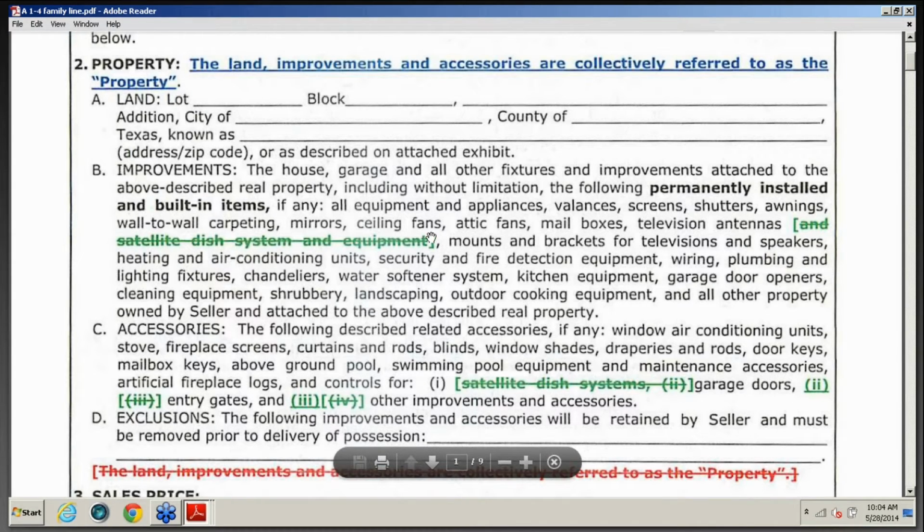Something else that you'll notice is they have removed satellite dish system and equipment from all of the contracts. The reason being is because some satellite dishes are actually rentals, and they take them with and the equipment as well. So they've removed that from permanent improvements or permanent accessories.